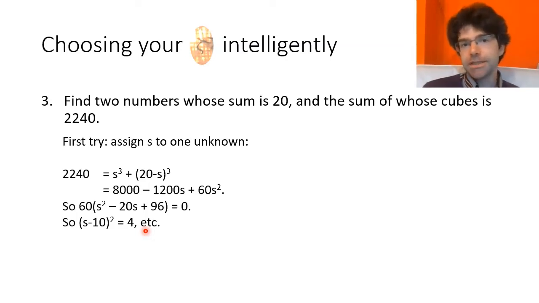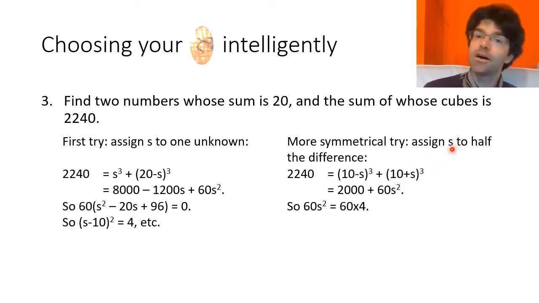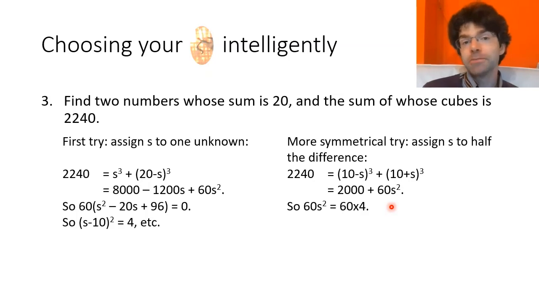To get around it in this problem, he has the following cute and I think quite instructive trick, which is to build in more symmetry right from the start. So he actually calls the unknown quantities 10 minus s and 10 plus s. In other words, he's assigning s to half of the difference between the unknowns. It's not an obvious starting point, but once you do it, you expand, add up, several terms cancel, and you get a very much simpler quadratic equation that you can actually solve by inspection.